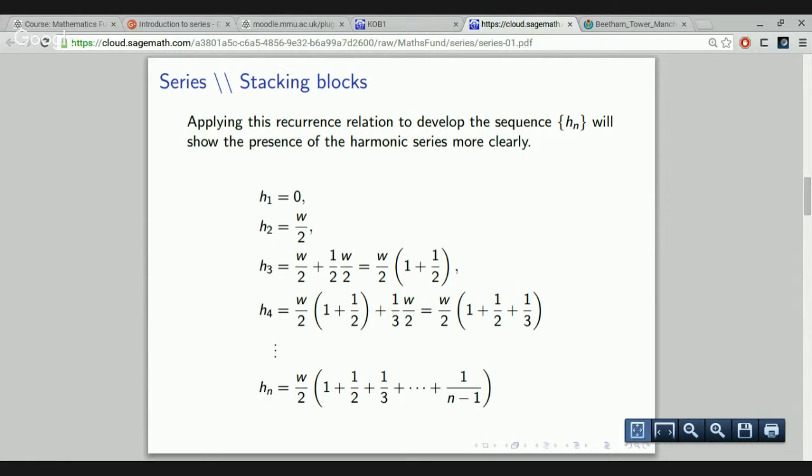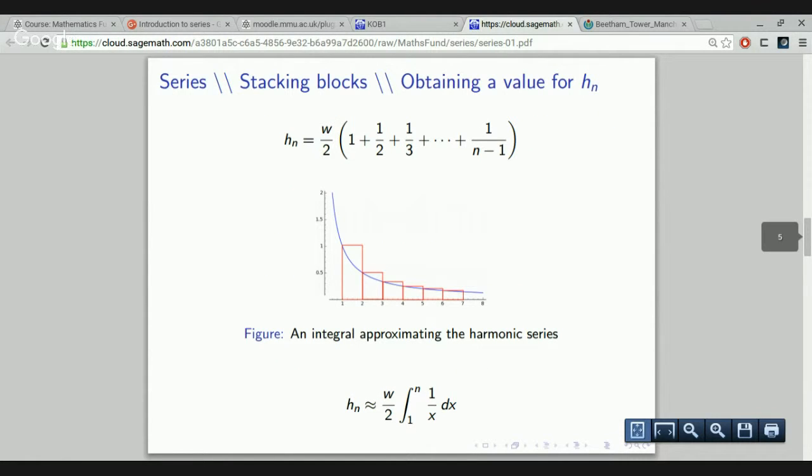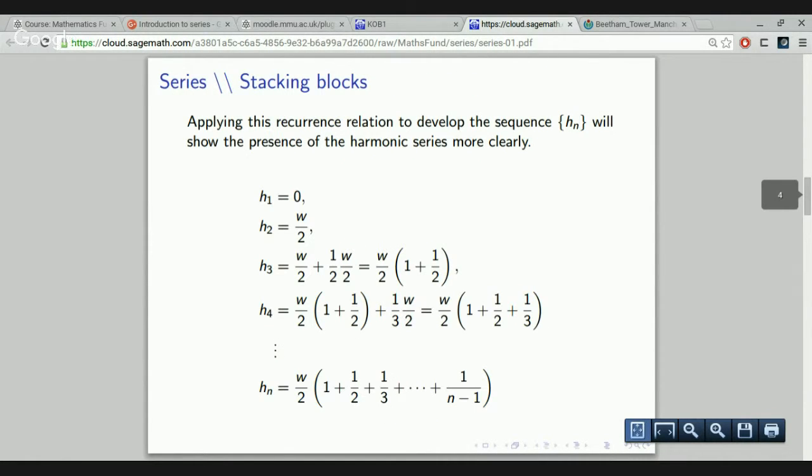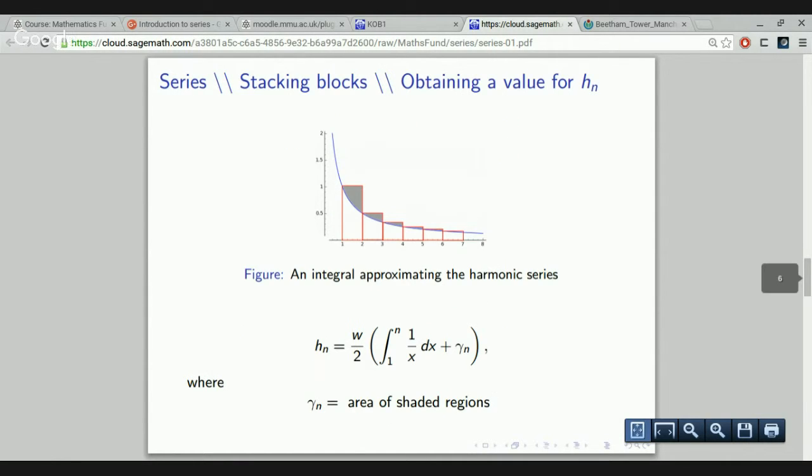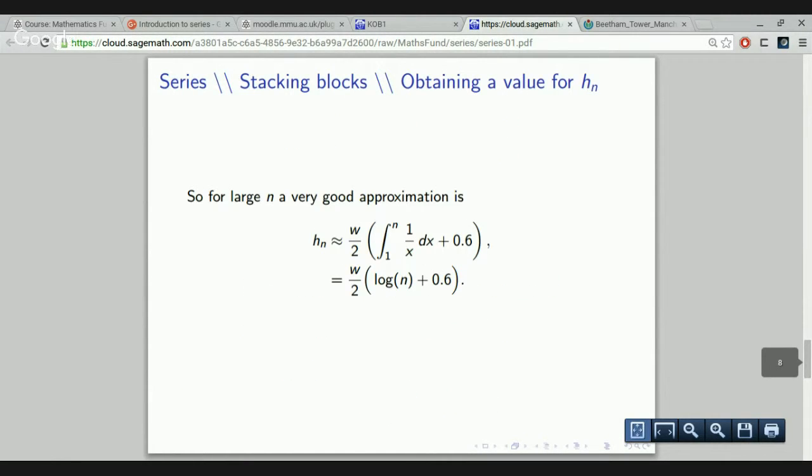Now, I'll skip over these bits, but we then go through an analysis of how big this partial sum is by comparing it with an integral. Of course, we're comparing it with an integral of 1 over x. You may remember the integral of 1 over x is the logarithm function. I'm skipping over the details because of the time, and it's not what I want to emphasize, but we get to this final approximation.